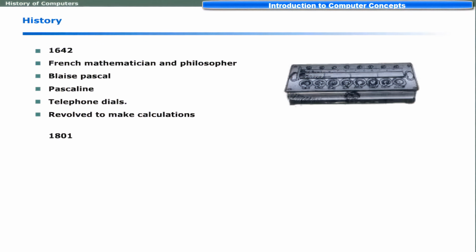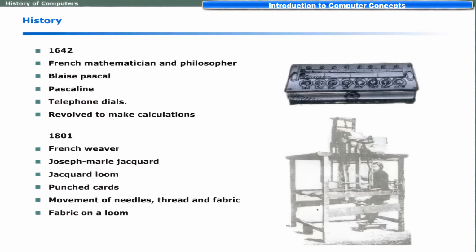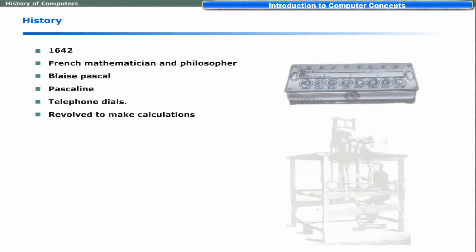In 1801, a French weaver named Joseph-Marie Jacquard created the Jacquard loom. Punched cards were used to direct the movement of needles, thread, and fabric to create different patterns in a fabric on a loom, known as Jacquard weaves.